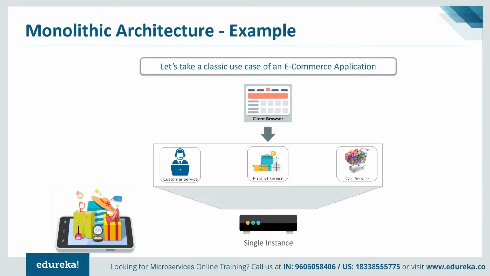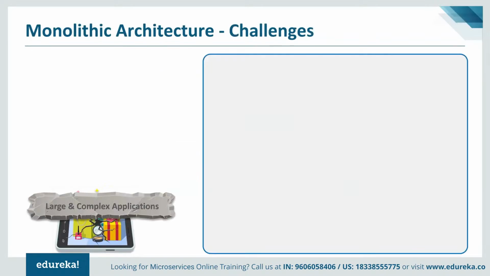Now, since everything comes with its pros and cons, monolithic architecture also has a few major drawbacks. Let's discuss them one by one. The first disadvantage is large and complex applications. With the increase in the size of the application, it becomes really complex to understand and modify such applications, right? As a result, development slows down and modularity breaks down over time.